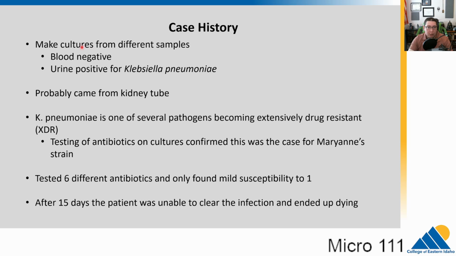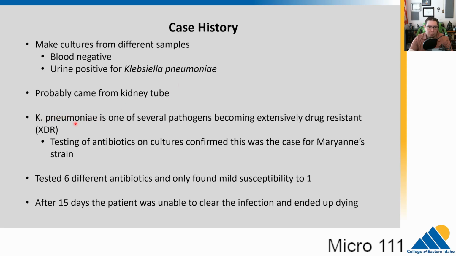Well, the first thing we're going to do is we need to make some cultures, right? We're going to take blood and try to figure out if there's bacteria in her blood. We're also going to take other fluids like urine and test that. And in this case, we find that her urine contains this bacterial pathogen called Klebsiella pneumoniae. This probably came from the kidney tube. And to identify this, we probably use that PCR and that DNA sequencing to figure out exactly what it is.